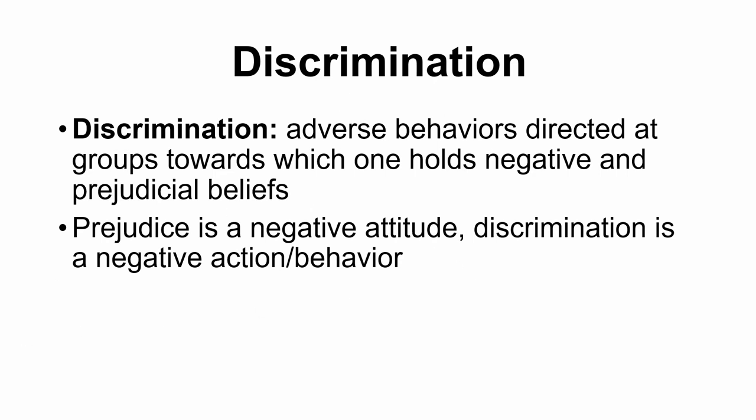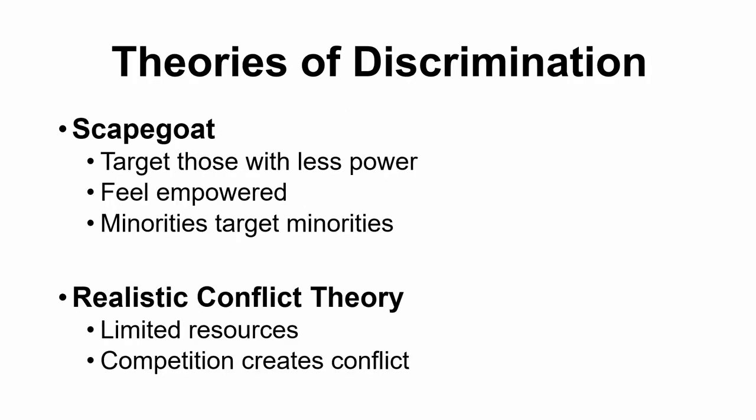Now, there are tons of theories regarding how we develop discriminatory behaviors, where discrimination comes from, why certain groups are selected for targets of prejudice and others are not. We're just going to focus on a couple of these. There are entire classes that you can take on these kind of ideas if this is something that's of interest to you. But we're going to focus in on the idea of a scapegoat. And this helps us explain why certain groups are targeted.